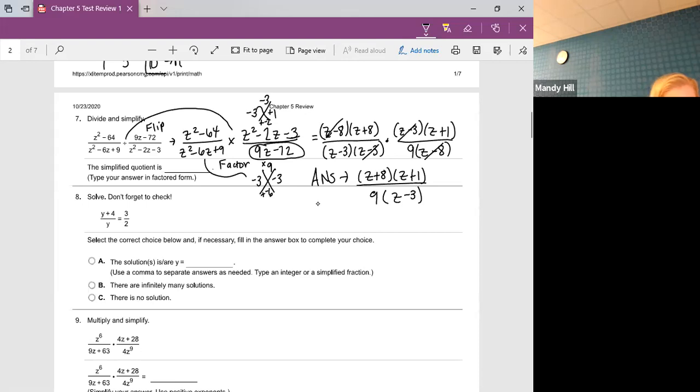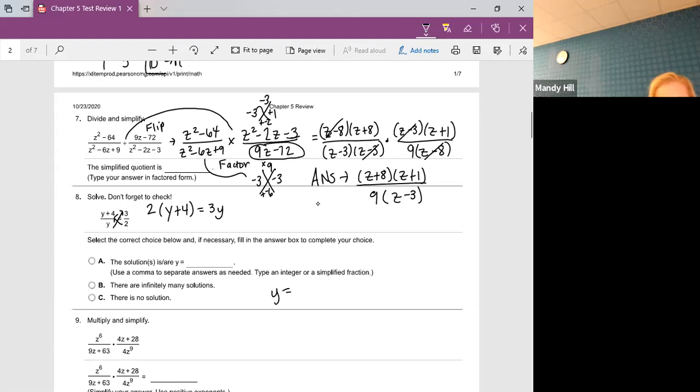On this one right here, it says to solve this. So you want to cross multiply is probably the best bet. So you want to do 2 times y plus 4 is equal to 3 times y. The whole goal is to figure out, well, what is y equal to? That's what we're trying to figure out.